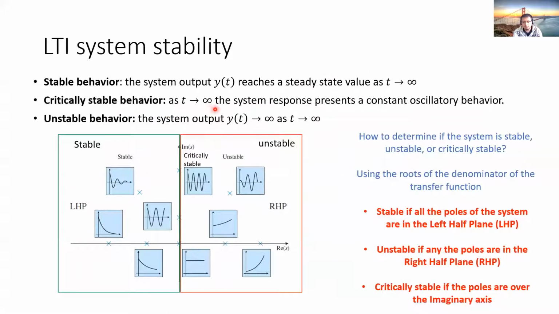Critically stable behavior is something like this, as you can see here. In this critically stable behavior, the response of your system becomes oscillatory. It means like a sine wave, a periodic oscillation. It's not unstable, it's not stable, it's just oscillating around one point. So for that reason, it's critically stable.